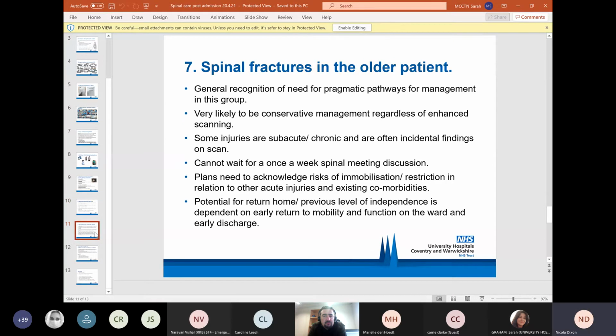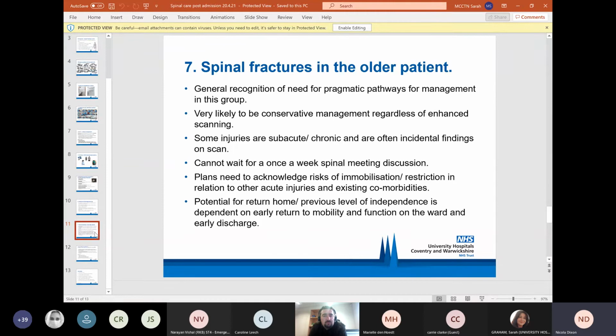So the spinal fractures in the older patients are a big problem, and nationally I think it's recognised as a large problem. There's a lot of work going on. Caroline has talked about research around the use of the collars with some of the odontoid peg fractures. There's various things going on around that. We need to recognise the need for a pragmatic approach to these cases.